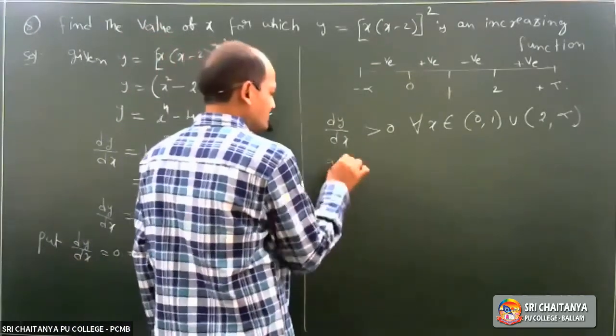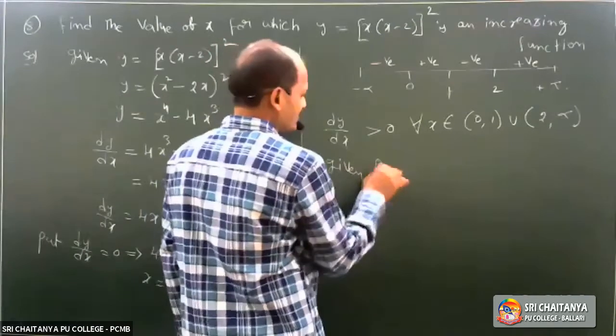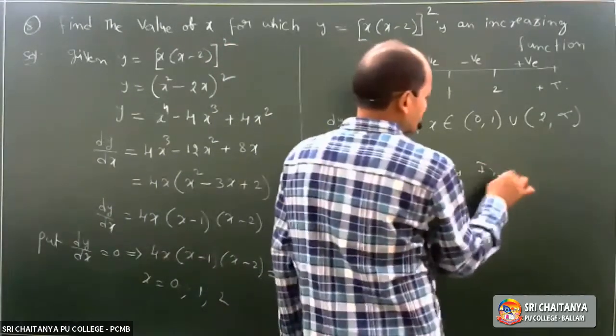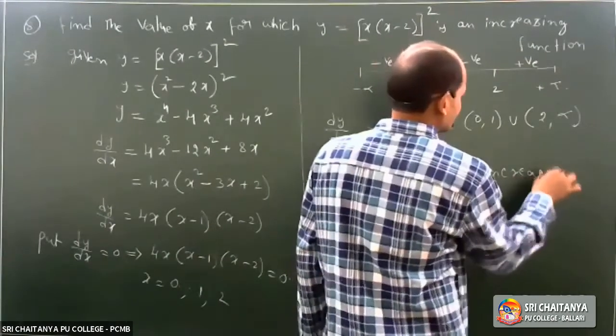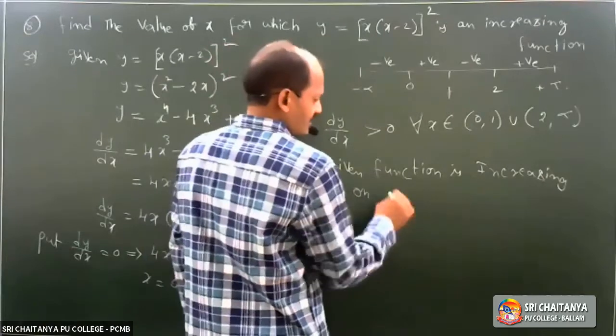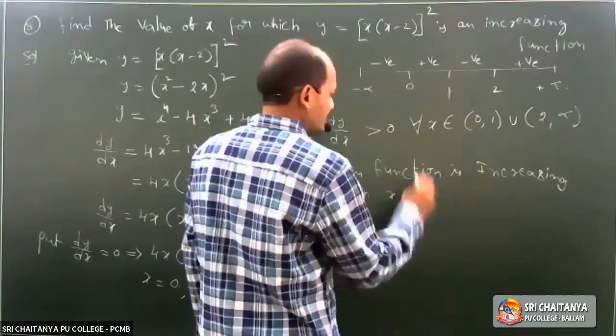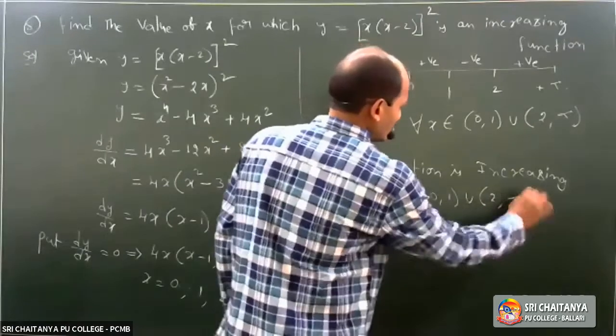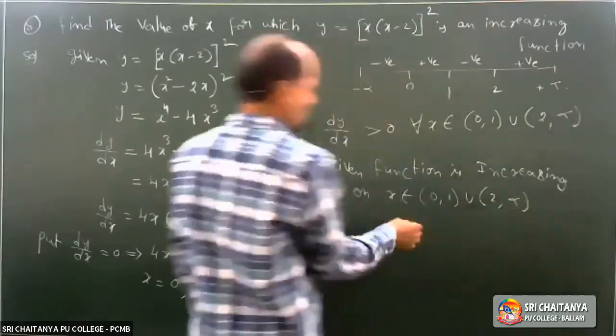Therefore, the given function is increasing on x belongs to 0 to 1 union 2 to infinity.